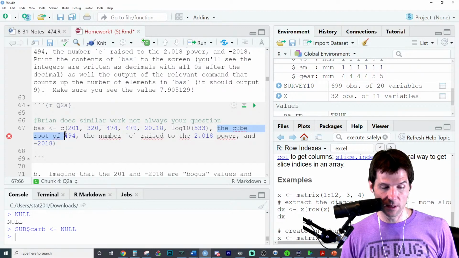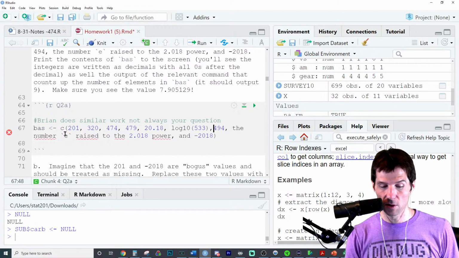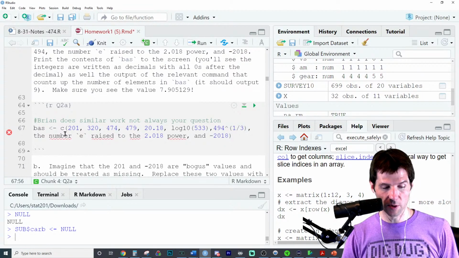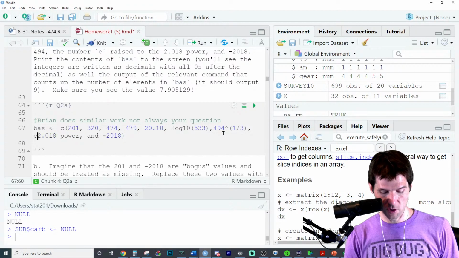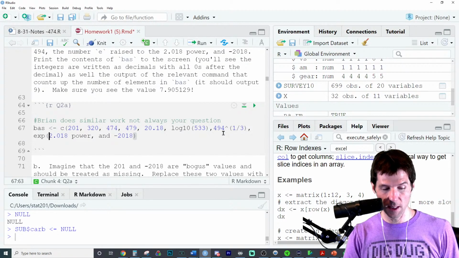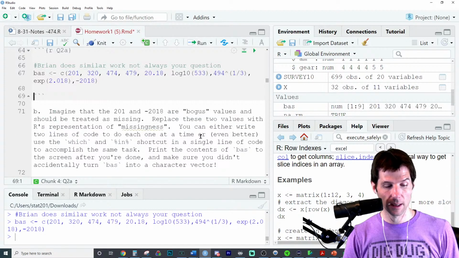The cube root of this. Cube roots are taking something to the 1/3 power. You could confirm this if you want, but it is 1/3 power. That's how you cube root things. The number E is going to be EXP raised to this power. End that right there. I think we got it. And there we go.